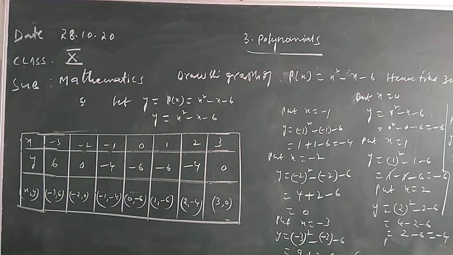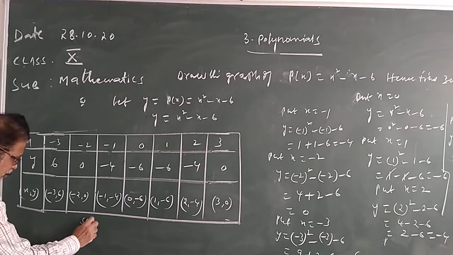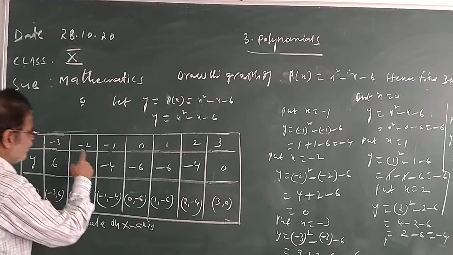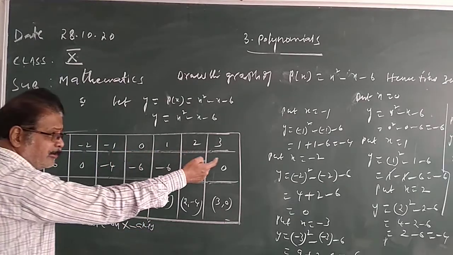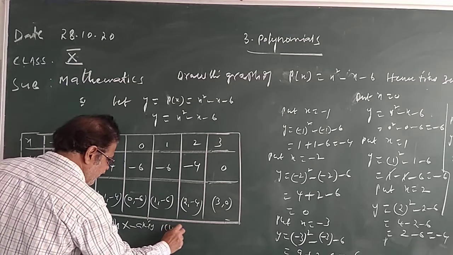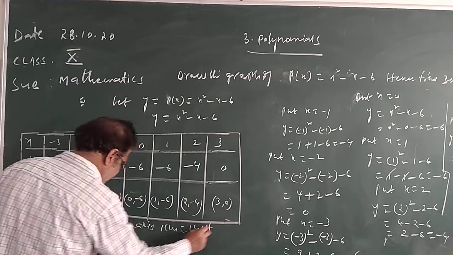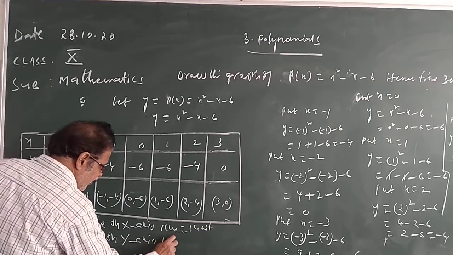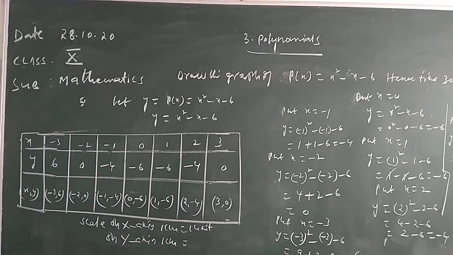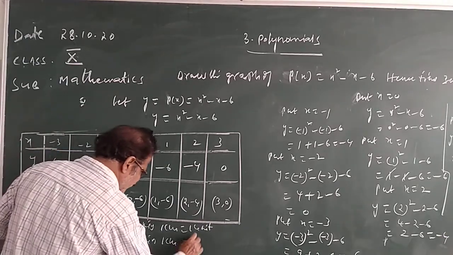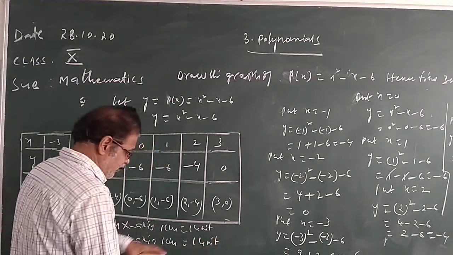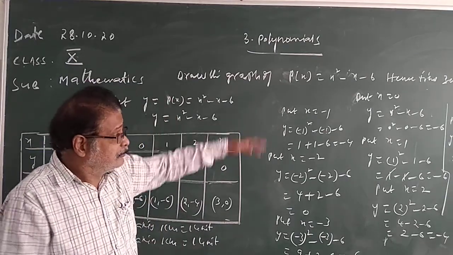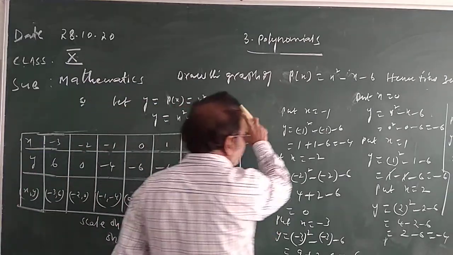Take the scale. On the x-axis, the values are 1, 2, 3, with a difference of 1, so 1 centimeter equal to 1 unit. On the y-axis, what is the highest value here? The highest y value is 6. You take 1 centimeter equal to 1 unit only. Now I draw the graph. I erase this.